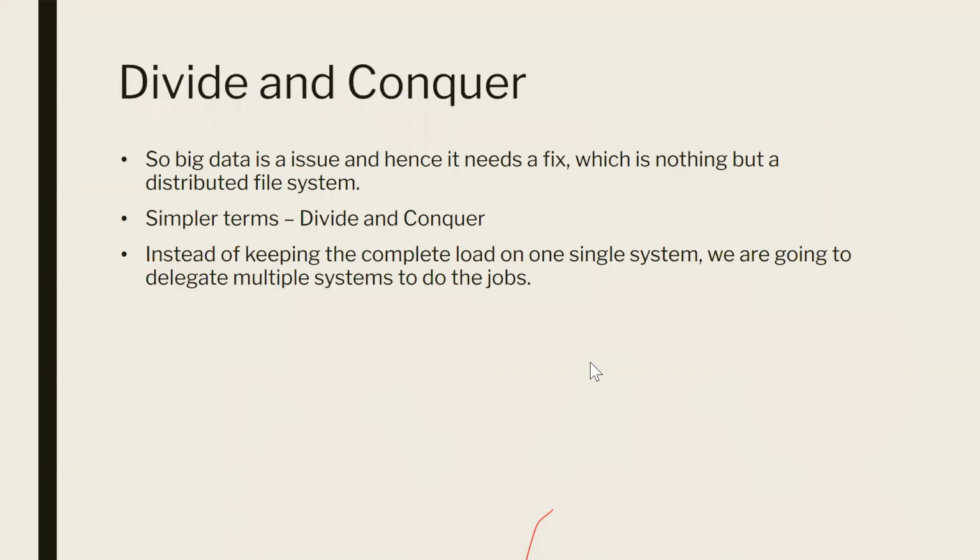So now, basically, big data processing systems have a typical divide and conquer concept. As the name suggests, we are dividing the data into multiple chunks and processing it in parallel or serially in order to get the maximum out of it. The first point says big data is an issue and hence needs a fix, which is nothing but a distributed file system, which someone said, right? Here your definition goes. I said it is partially true, not exactly. Simpler terms, divide and conquer.